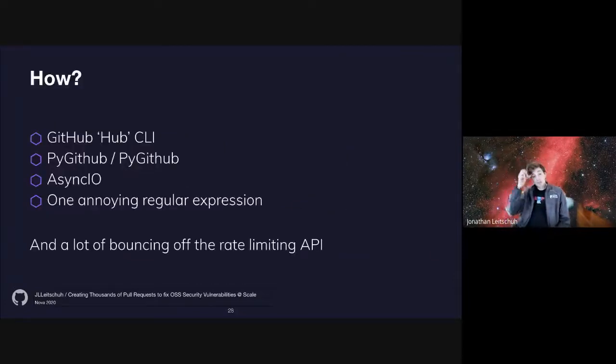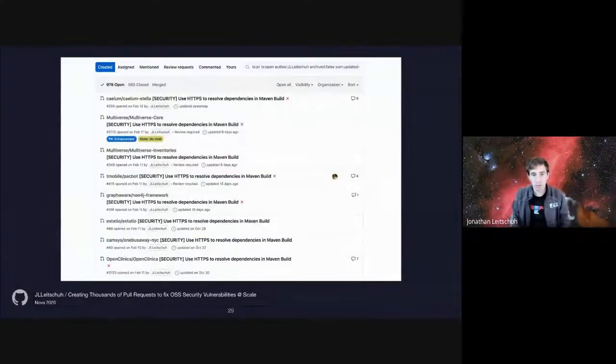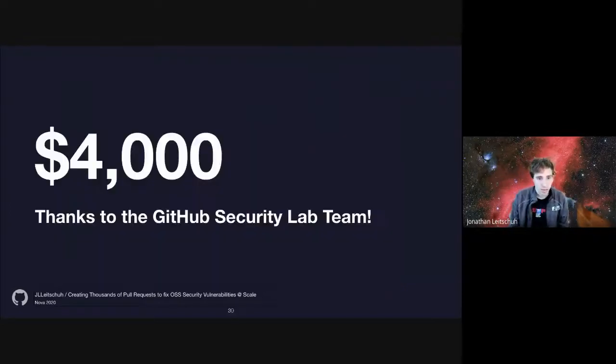So how did I build this thing? I used the Hub CLI, Python, and PyGithub. I used asyncio to do a lot of things asynchronously in Python, and then one very annoying regular expression, and a lot of bouncing off the rate limiting API for GitHub. And yeah, I generated thousands of pull requests to fix this one. I think I generated 1,596 pull requests for this particular project. GitHub said this is worth $2,000, but because of the number of vulnerabilities and cases I fixed, they doubled the amount up to $4,000 for the number of cases fixed with this pull request generator.